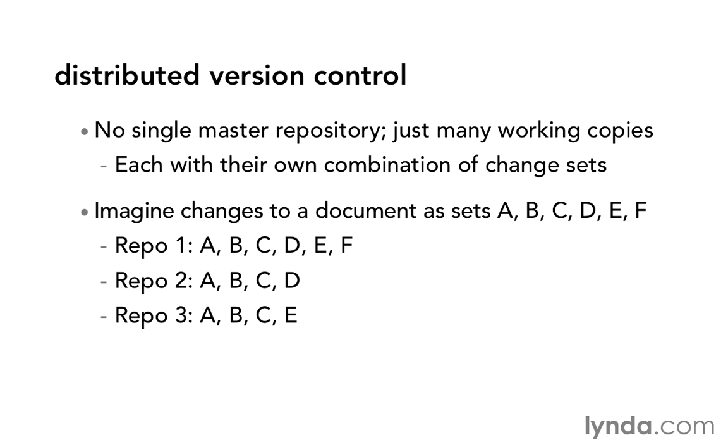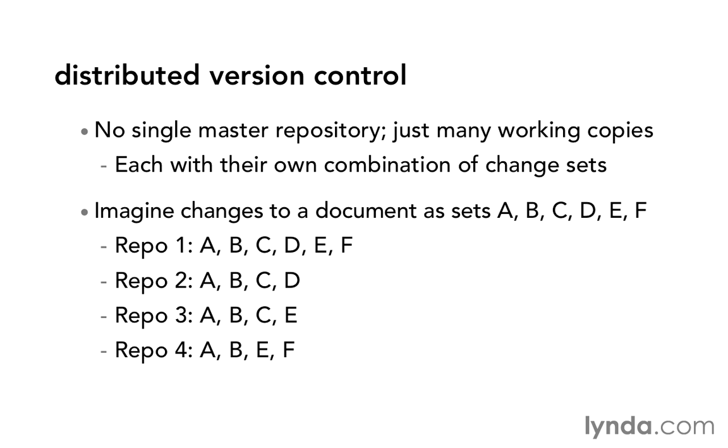We could have repository 3 that has A, B, C, and E, and repository 4 that has A, B, E, and F. No one of these is right, and no one of these is wrong. None of them is the master repository, and the others are somehow out of date or out of sync with it. They all are just different repositories that happen to have different change sets in them. We could just as easily add change set G to repository 3, and then we could share it with repository 4 without ever having to go to any kind of central server at all. Whereas with CVS and SVN, for example, you would need to submit those changes to the central server, and then people would need to pull down those changes to update their versions of the file.